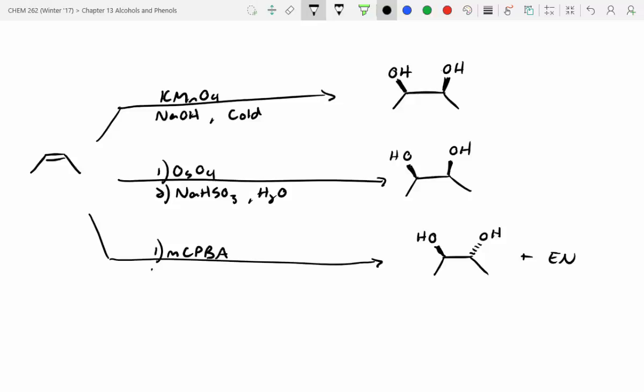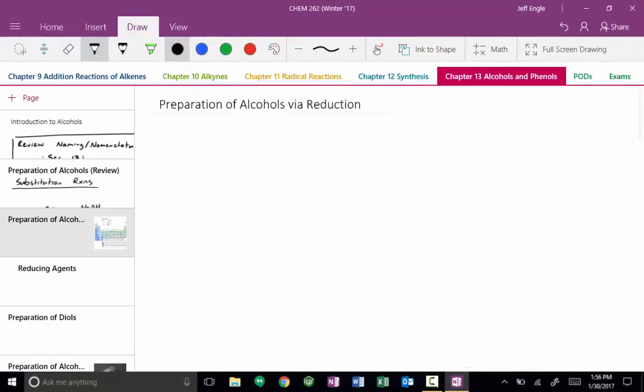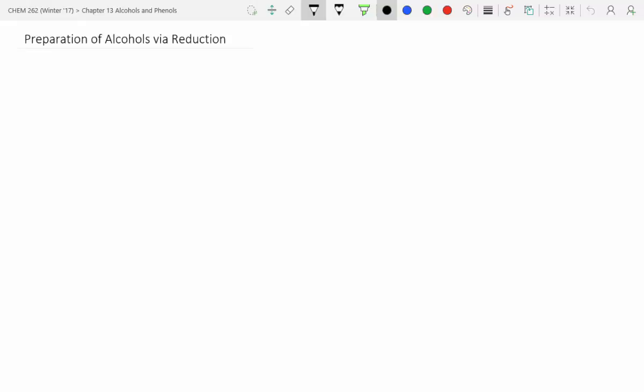And then step 2, we just need dilute acid. So you could have a drop of sulfuric acid and water, and that will ring open it into the anti diol. Does that make sense? All right, so now we're going to do a time trip back to redox chemistry, because I'm sure you guys love redox chemistry.